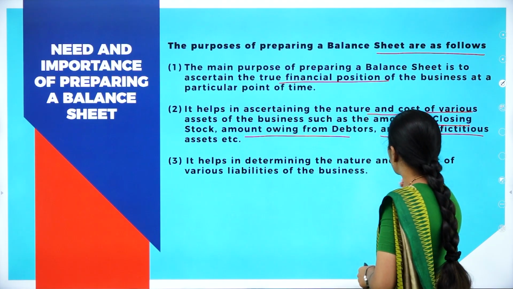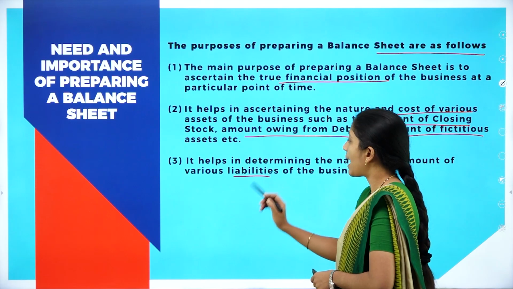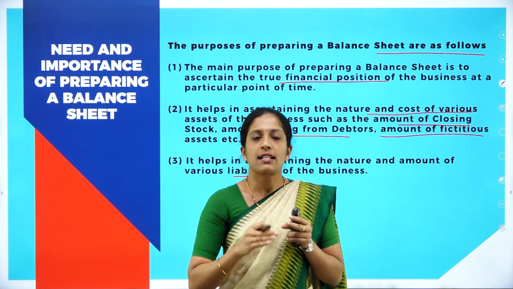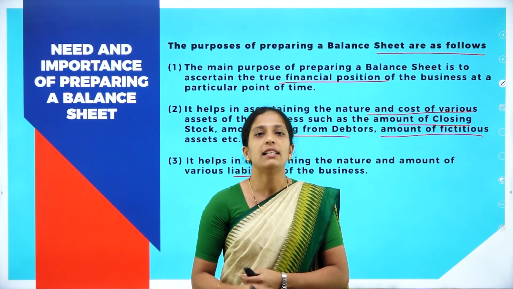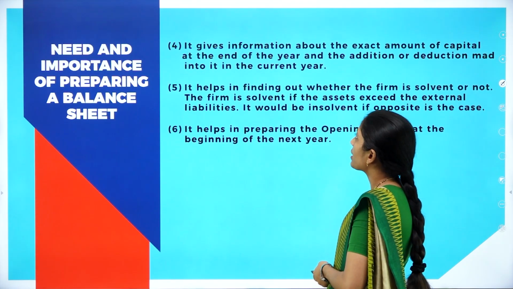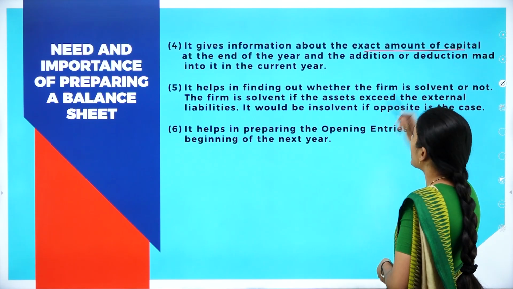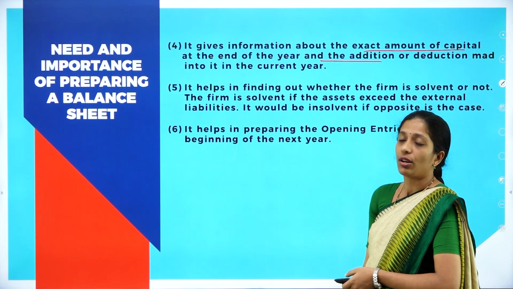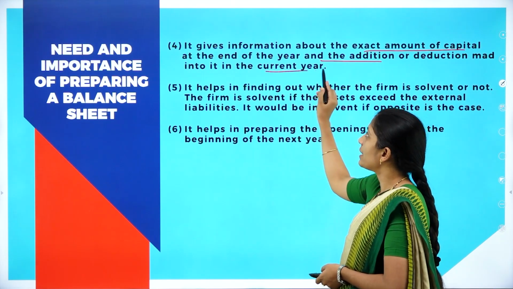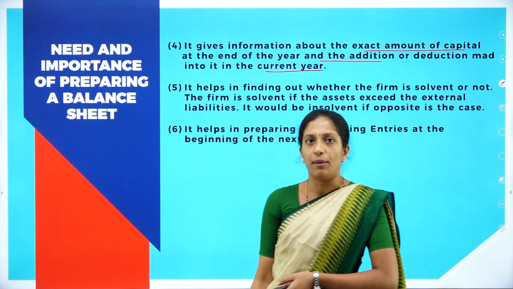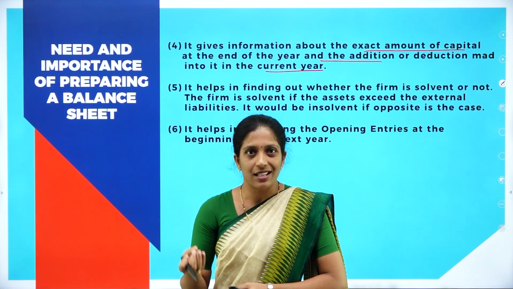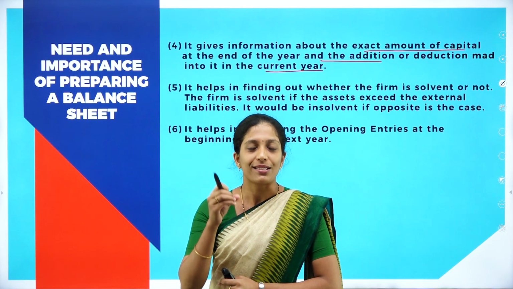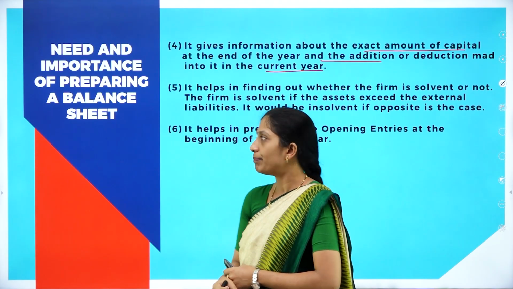It helps in determining the nature and amount of the various liabilities also. So how we know each and every asset in detail, in the same way we will know about all the liabilities in detail. Next, it gives information about the exact amount of capital at the end of the year, and any addition or deduction made in the current year. So what is the capital of the firm, or whether any additional capital is introduced or any amount is withdrawn in the form of drawings. To ascertain that, we have to prepare the balance sheet.